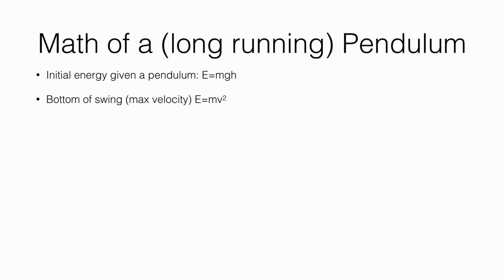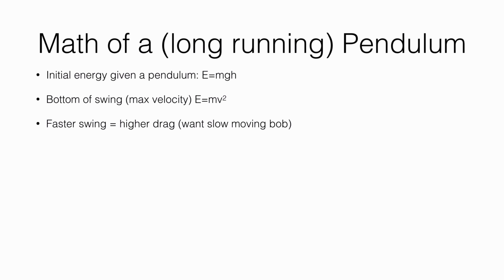Alrighty, so let's give an overview of the math of a pendulum, and specifically the math of a long swinging, long running pendulum. So again, the initial energy you give to a pendulum is based on potential energy. That's when you pull it back, and then that gets converted to kinetic energy, and this is constantly in equilibrium. But if you have a faster swing, you have a higher drag.